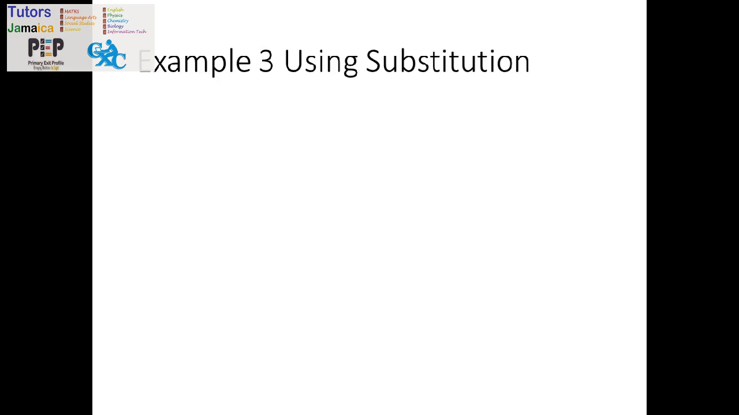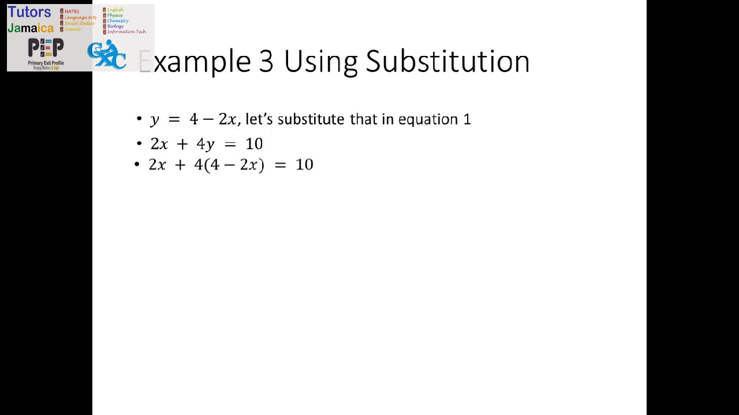Now, if we know that y is equal to 4 minus 2x, let's substitute that in equation 1. So what we end up with is 2x plus 4y equals 10, so 2x plus 4 times (4 minus 2x) is equal to 10. Okay, cool. So follow on screen. What we end up with is 2x plus 16 minus 8x is equal to 10.